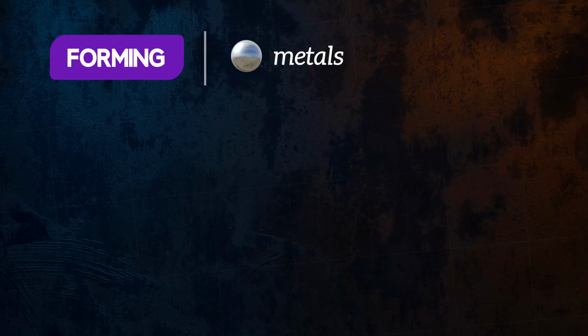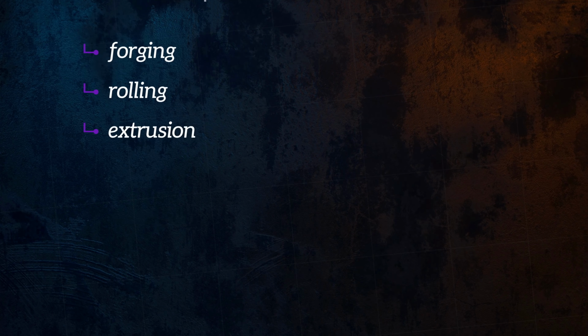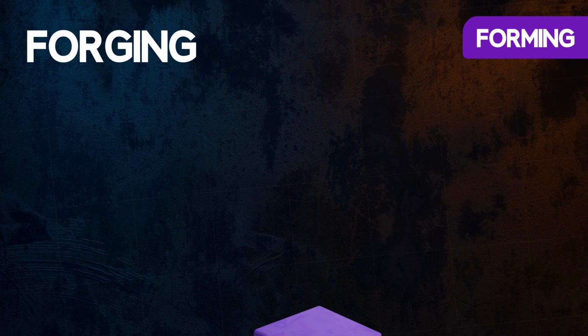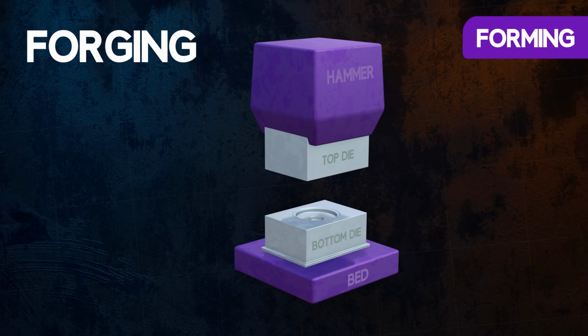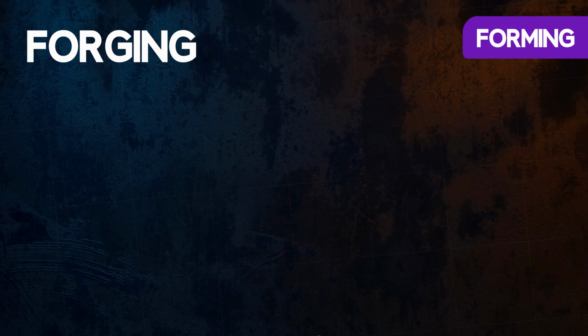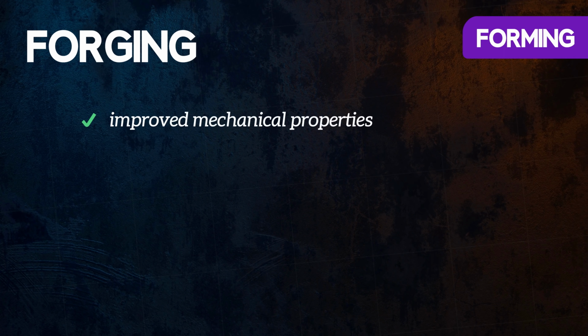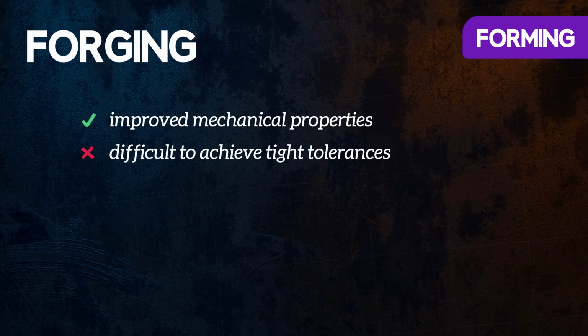3 common forming processes are forging, rolling, and extrusion. Modern forging is done using machines. In closed die or impression forging, the metal is placed between top and bottom closed dies. Repeated strokes from the hammer are used to cause the metal to flow into the shape of the dies. Objects produced using forging can have improved mechanical properties compared to objects which are cast, but it can be difficult to achieve tight tolerances using forging, and the required equipment can be expensive.